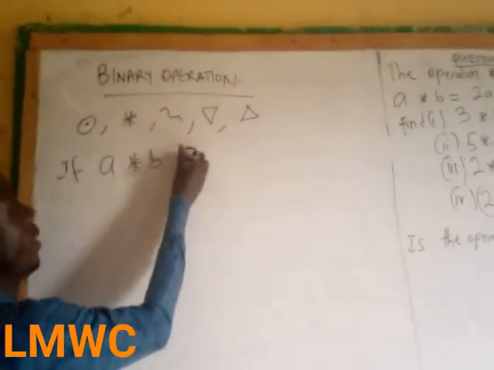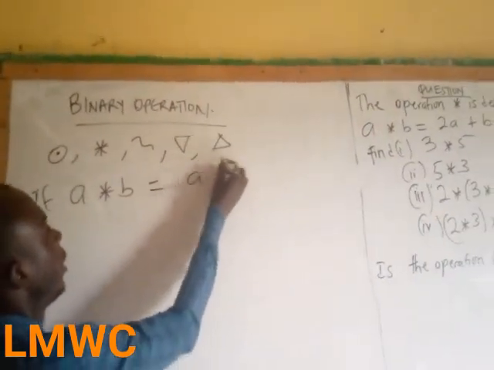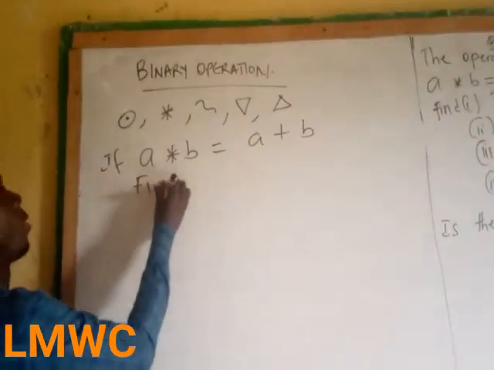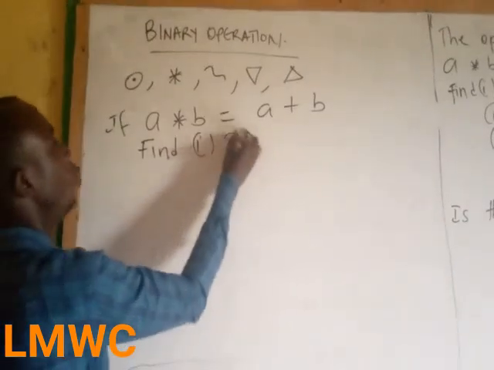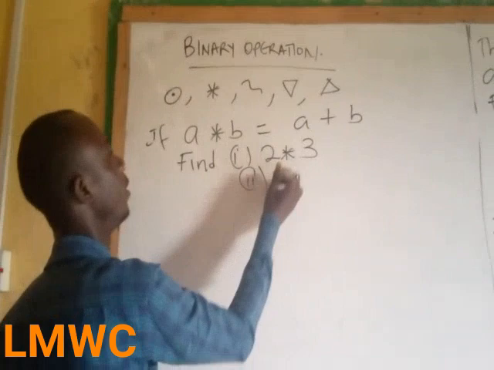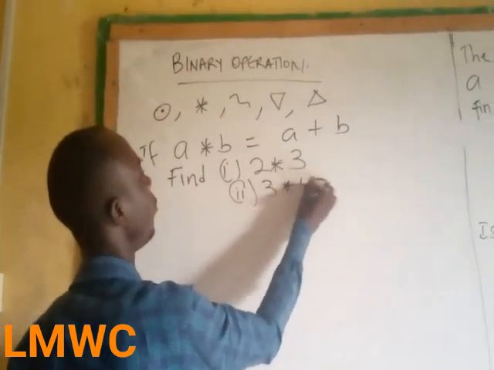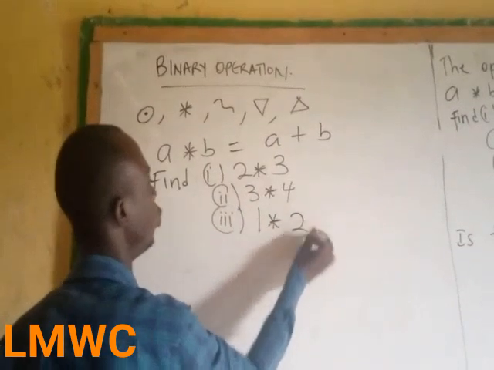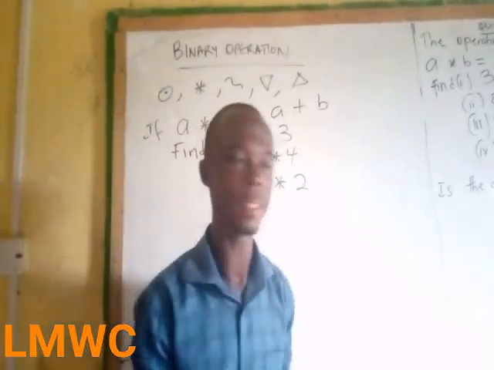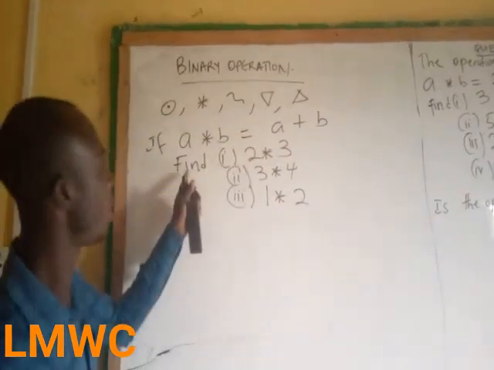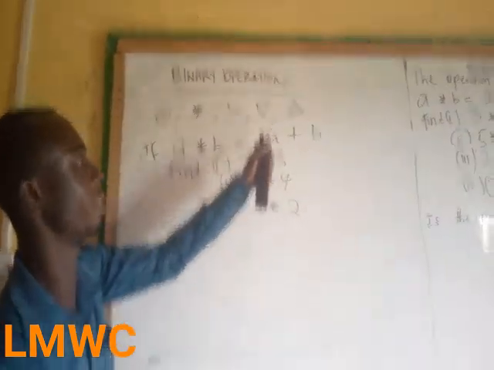If A star B is equal to A plus B. Now I have given you a formula. I will ask you to find 2 star 3, 3 star 4, and 1 star 2. What this implies is that I have now given you the formula and they have asked you to find 2 star 3.